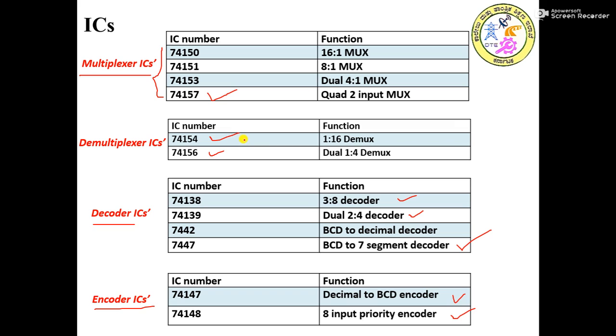So with this, by listing all these ICs, I am going to conclude the first chapter, that is introduction to the combinational logic circuits. You may expect a 25 marks question on this chapter.